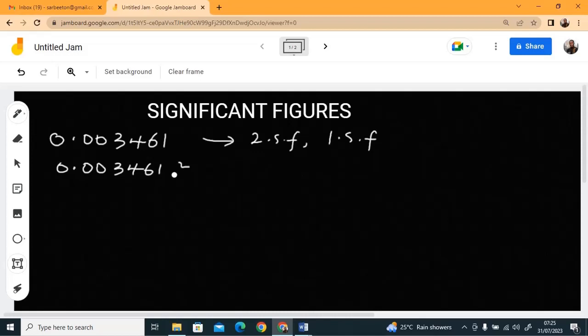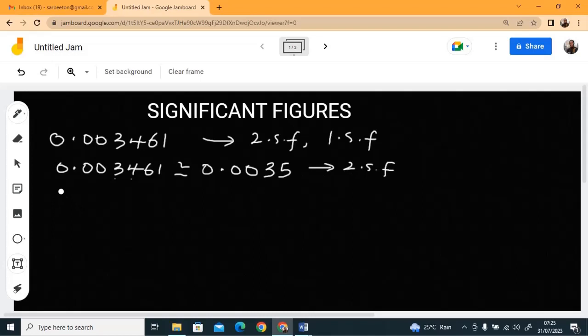0.003461. So if I want to approximate to 2 significant, I will write this 0.00. Now this 2 significant will be 1, 2. I'm going to stop at this 4 here, 34. But you check the next number. Is it up to 5? Yes, it's up to 5. You round up. So you add it to this one, making 5. So your answer here is 5. So this is 2 significant figures.